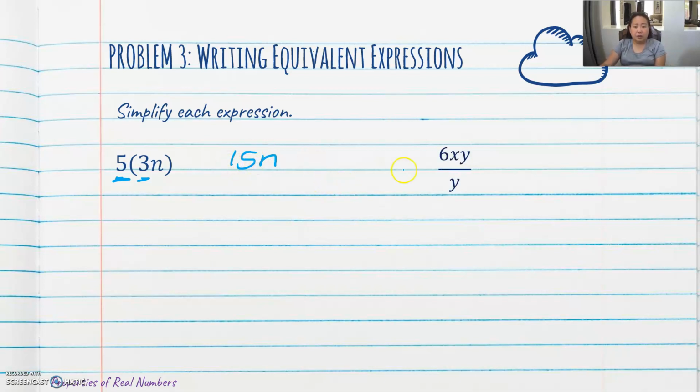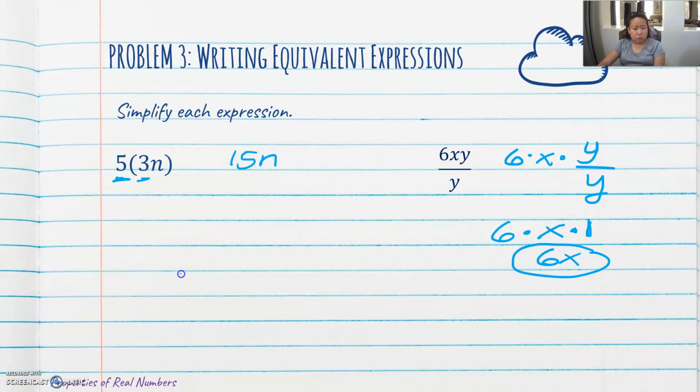All right, 6xy divided by y. So in this scenario, we have 6 times x times y, and you can see that you have a y over y, okay? And what is the value of y over y? That's going to end up being simply equal to 1. And so if you have 6 times x times 1, you'll end up just getting 6x, okay?